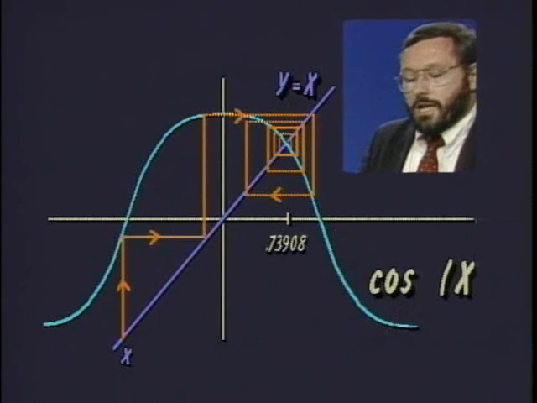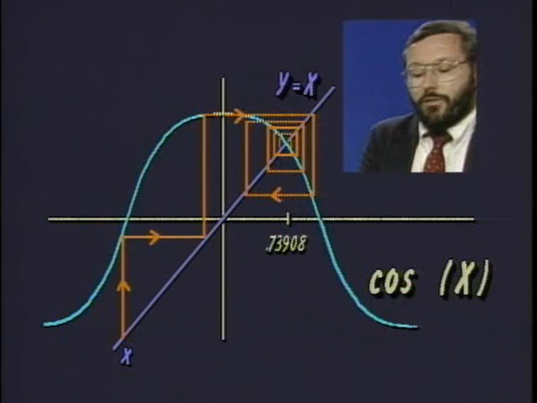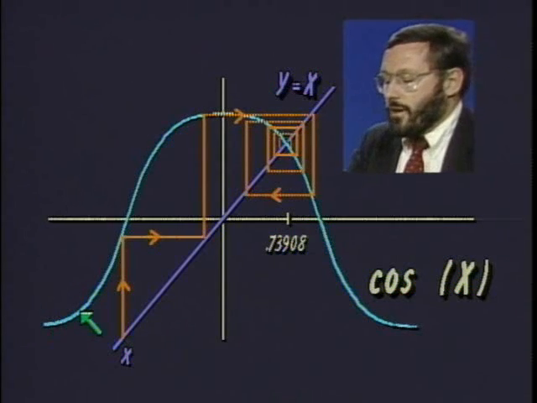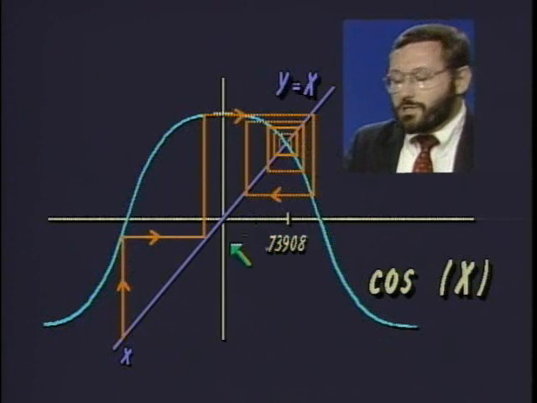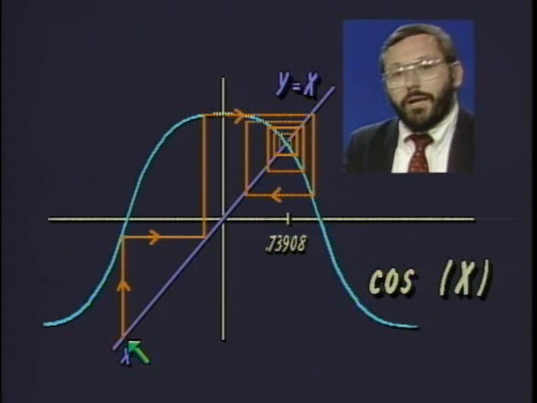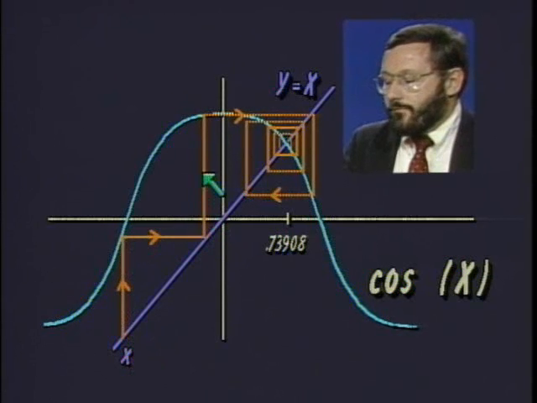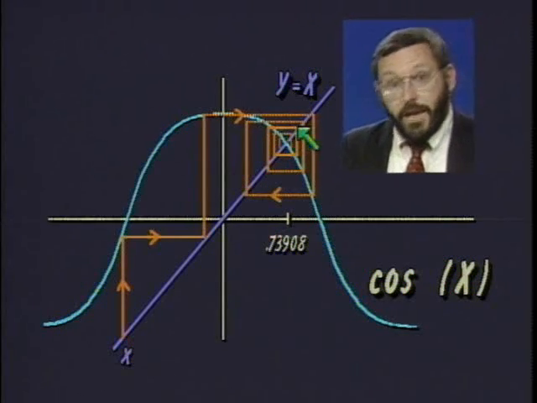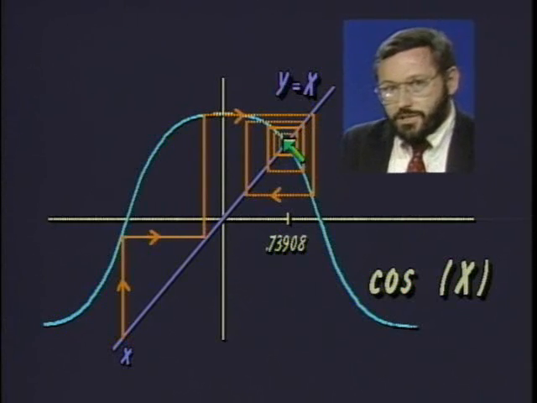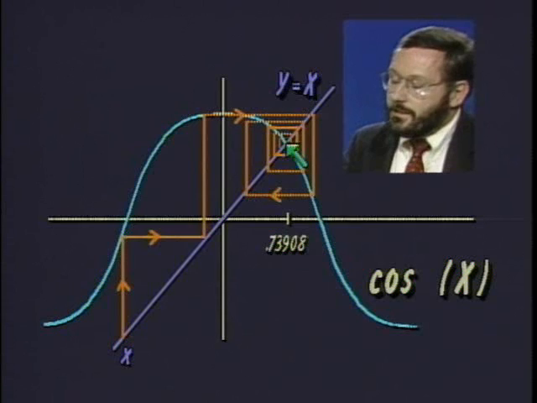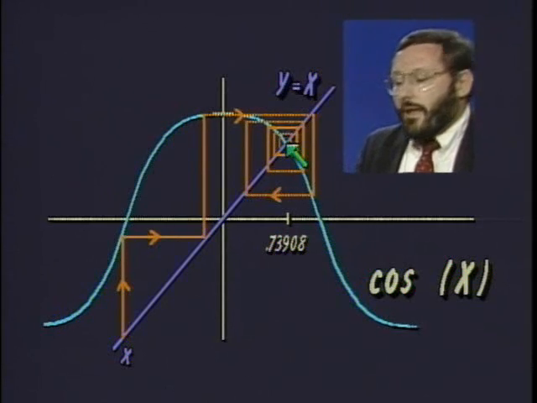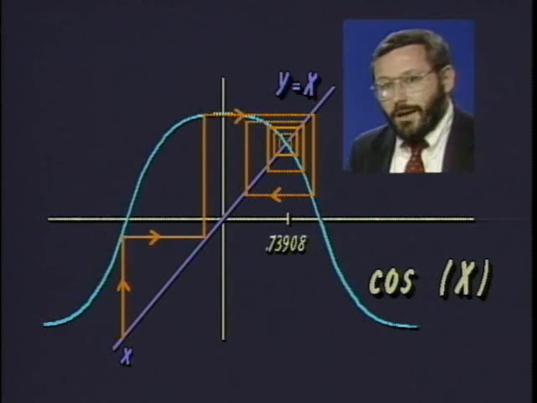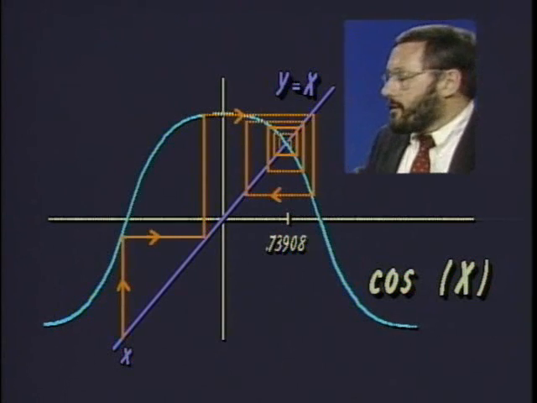One more example, cosine. Where did that strange number 0.73908 come from? Here's the reason for that number. Here's the graph of cosine. Here's the diagonal. Start with any x, say down here, and iterate by going to the graph and over, to the graph and over, to the graph and over. You see that, again, no matter which number x you start with, the orbit of x always tends to the point which lies at the intersection of the graph with the diagonal, and that point just so happens to be 0.73908. So again, there's a dynamical system, a mathematical dynamical system, whose orbits are completely predictable.